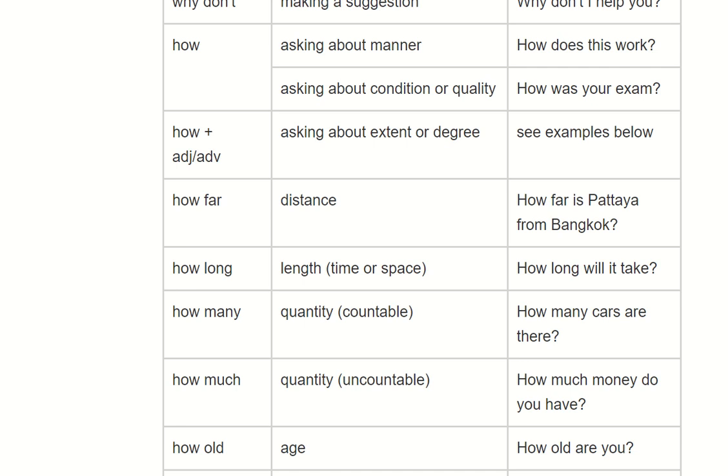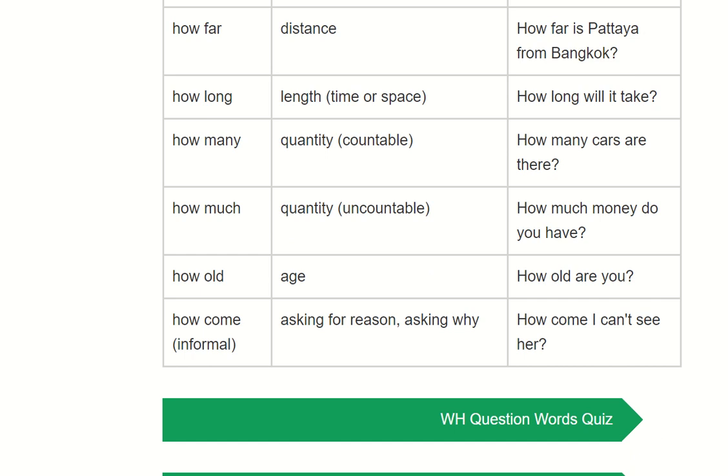Okay, we also can use how plus adjective or adverb in order to ask about the extent or degree. For example, how far? You want to ask about the distance. How far is Pattaya from Bangkok? We use how far. And then the next one is how long. You want to ask about the length, and then it could be regarding the time or space. How long will it take?